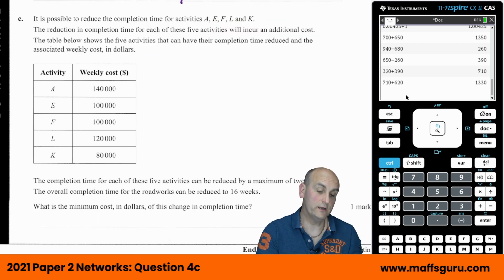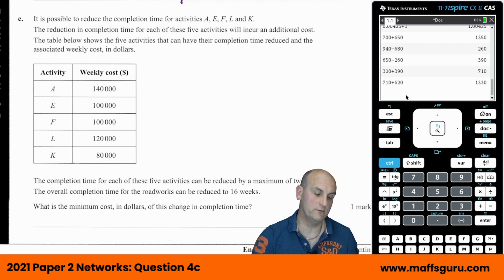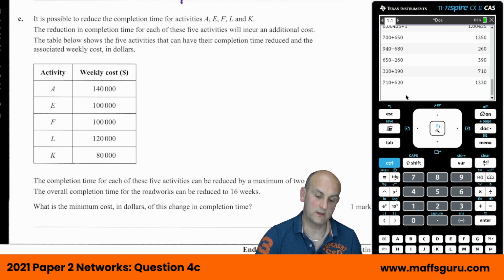Okay, so we're now looking at a crashing question. Is it possible to reduce the completion time of the activities given below? The reduction in completion time will incur an additional cost. Completion time can be reduced by a maximum of 2 weeks. The overall completion time for the roadway.